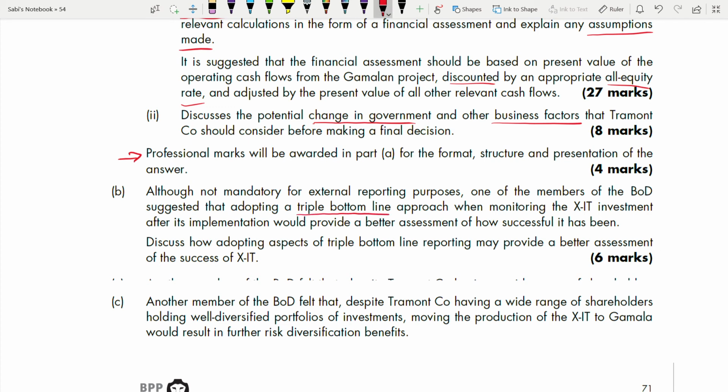First, you have to understand what a triple bottom line is. Whenever a question is asked, you have to understand that specific word. If you don't understand, it will change your interpretation of the question. So, what is this triple bottom line? Google and check. What is this triple bottom line?